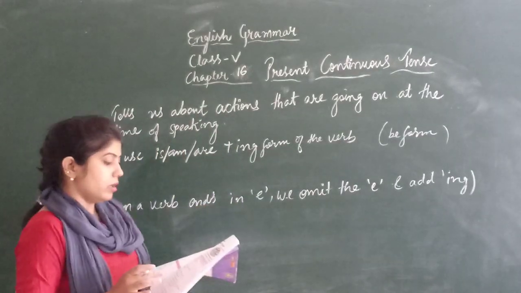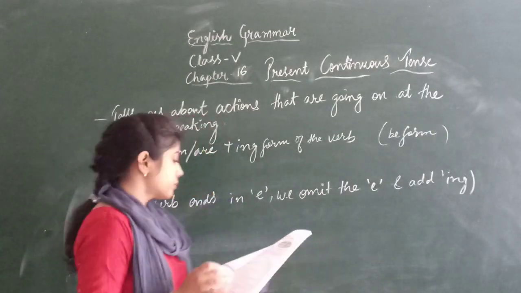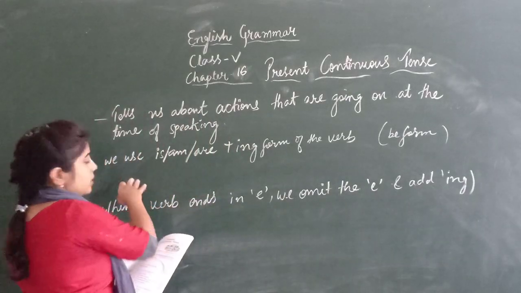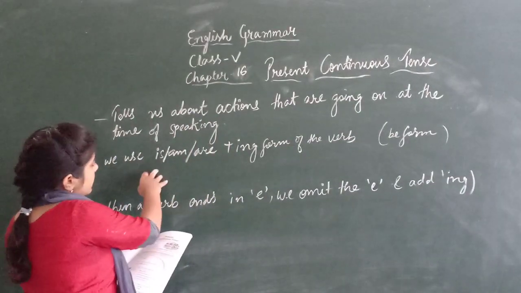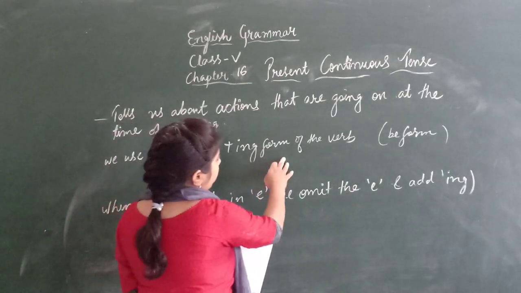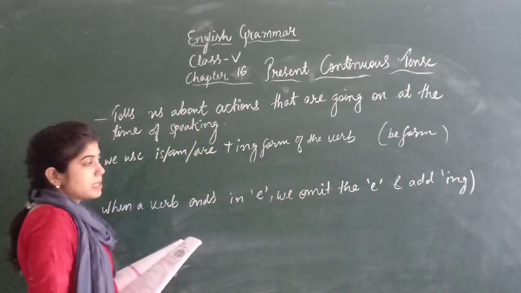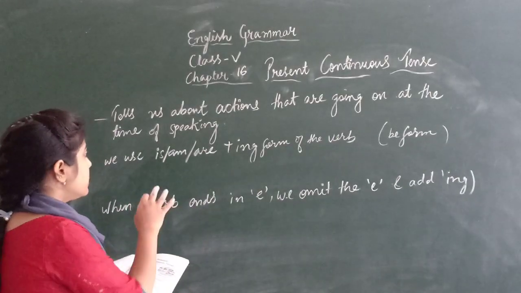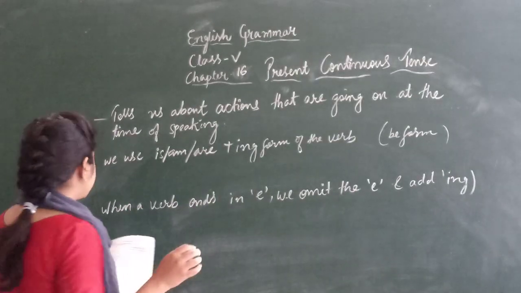First of all, we will go with the be form of the verb. We use is, am, are. These are the be form of the verb plus the ing form of the verb. Okay, plus the ing form of the verb. I will help you understand this by giving you an example.